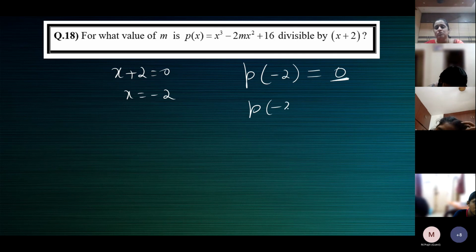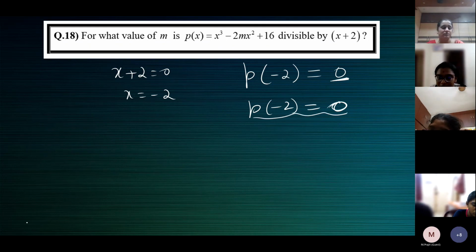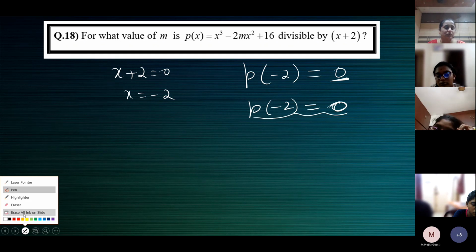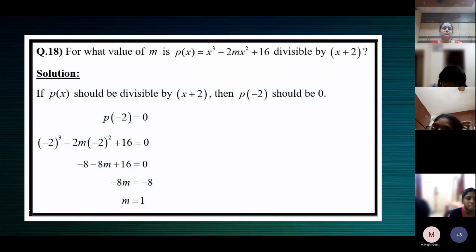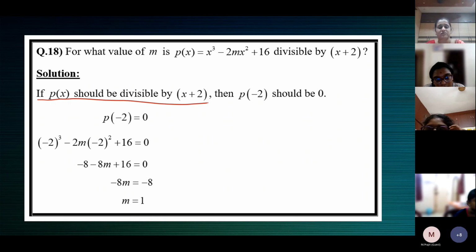P of minus 2 gives us the remainder when P of X is divided by X plus 2, and the answer should be 0. Only then P of X is divisible by X plus 2. The remainder should be 0. So this is the condition you should work with. You must write P of minus 2 is equal to 0. You can see the answer here. If P of X should be divisible by X plus 2, then P of minus 2 should be 0.